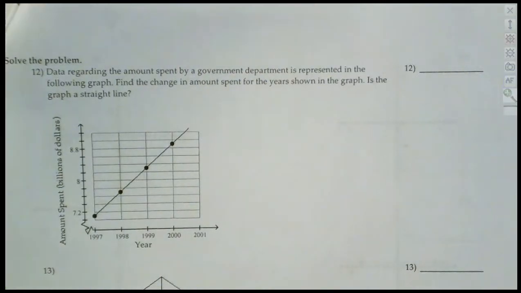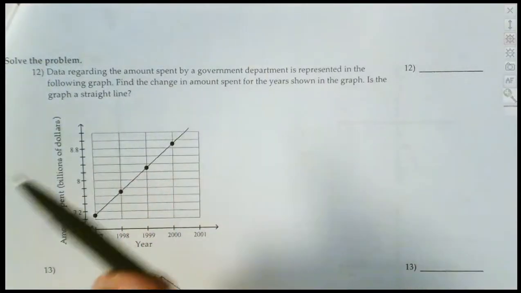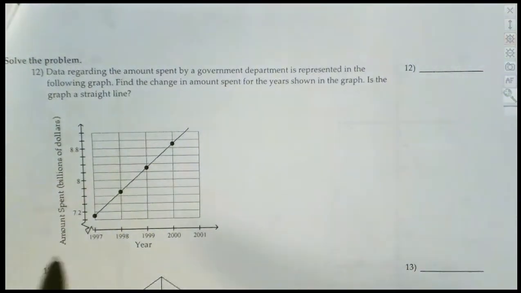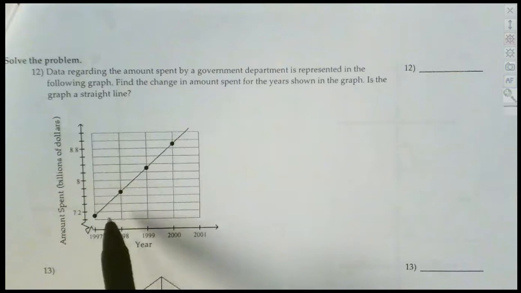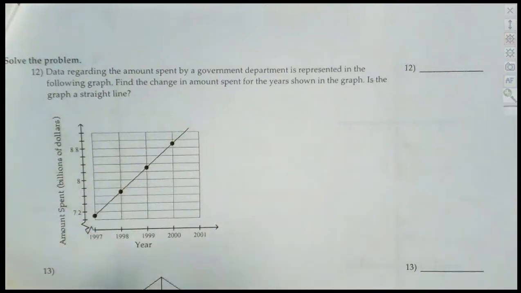So we need to find the amount changed. So all that's happening here is we're increasing all the time. We're never decreasing. So this is government funding, so they always get more money, so they always spend more money. Now, if we want to find our slope, and that's going to be the change in the amount spent, we now need to find 2 points.